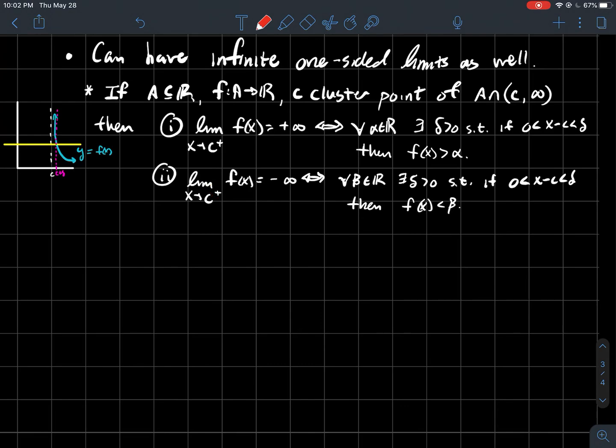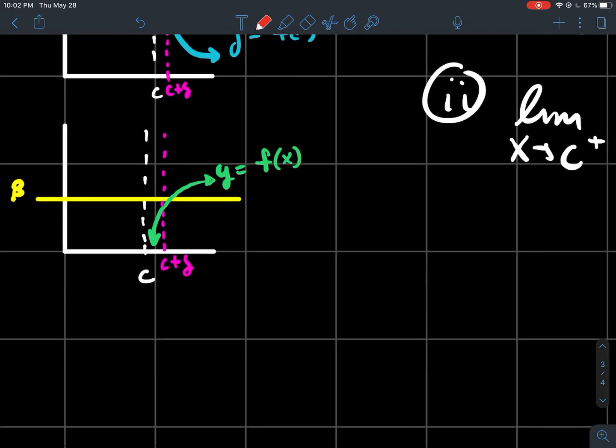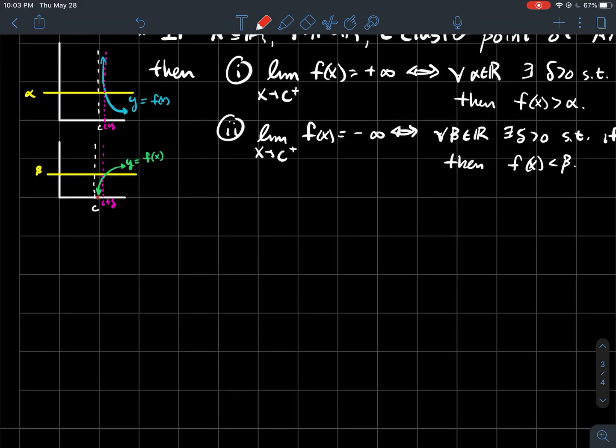Part 2, we'll say that the limit from the right is negative infinity if and only if, and it's the same definition as above. Again, the only thing that's different is that I don't need the absolute values here because I know, since x is coming from the right, that x is already larger than c. I think I've got a picture for you over here. For any beta that you were to put on the y-axis, there should be some window around c so that for any x value I pick in that window, when I look at the y value, it's below beta. So that means that f goes to negative infinity in that case from the right.